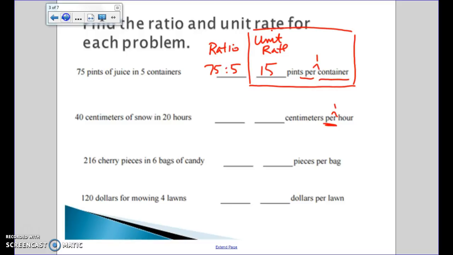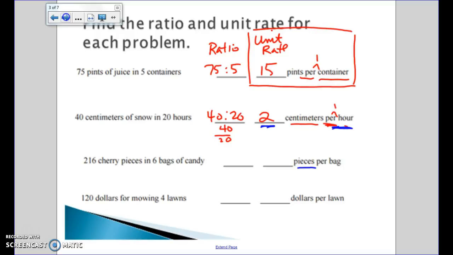Because we're talking about 40 centimeters of snow in 20 hours, we would compare 40 to 20, so centimeters to hours. We know that 20 goes into 40, or you could think of it as a fraction, 2. So there are 2 centimeters per hour, and that would make sense. If 20 hours go by and now there are 40 centimeters, that would mean 2 for every hour. This is called the unit rate when you're talking about 1 unit. We're comparing one quantity to 1 unit of another quantity.